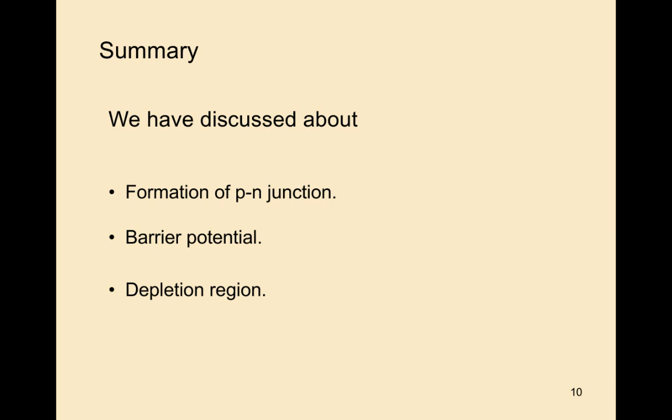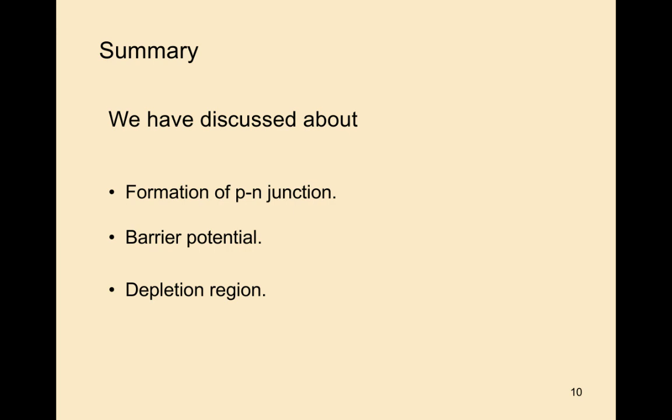The smaller the depletion region, the more current flows through the p-n diode. Suppose the depletion region width is wider, there is no movement of charge carriers from the n side to the p side or from the p side to the n side. So this depletion region should always be small, then only the movement of charge carriers will exist. That means the conduction process exists in the p-n diode.